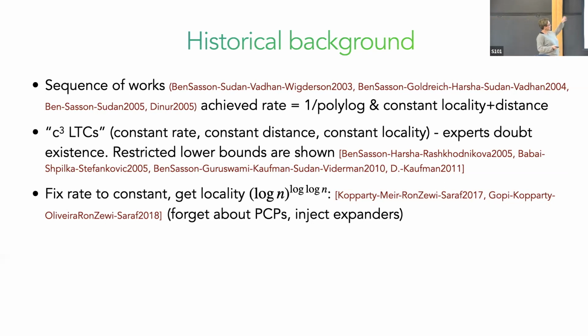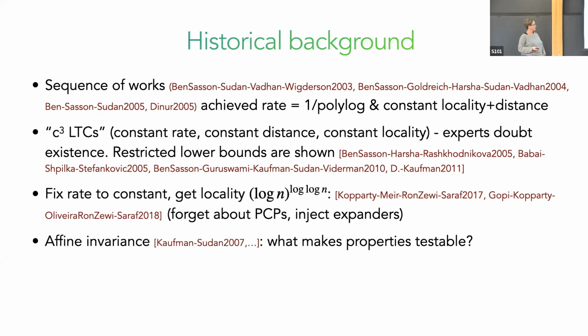Okay, so these were where we were, and then I want to say, on the flip side, you can ask, suppose I force the rate to be constant. Let me try to see what's the best code I can get. And people managed to get locality that's pretty small, almost polylog n. And this is already departing from PCP constructions and just trying to construct codes and use expanders in clever ways and so on. Okay, then other works were interested in trying to understand what makes a code testable, or other properties testable, and trying to understand this notion of local testability, it's a kind of robustness, what makes it work.